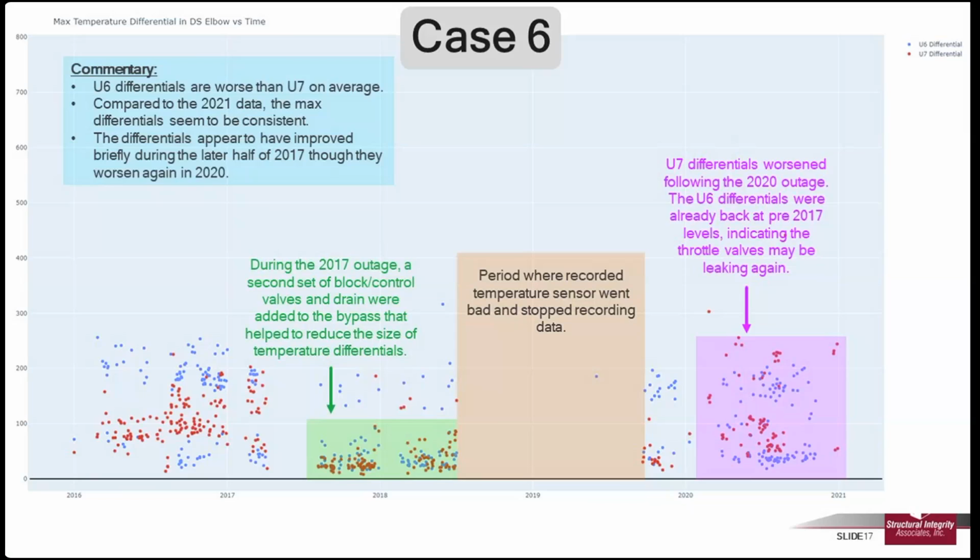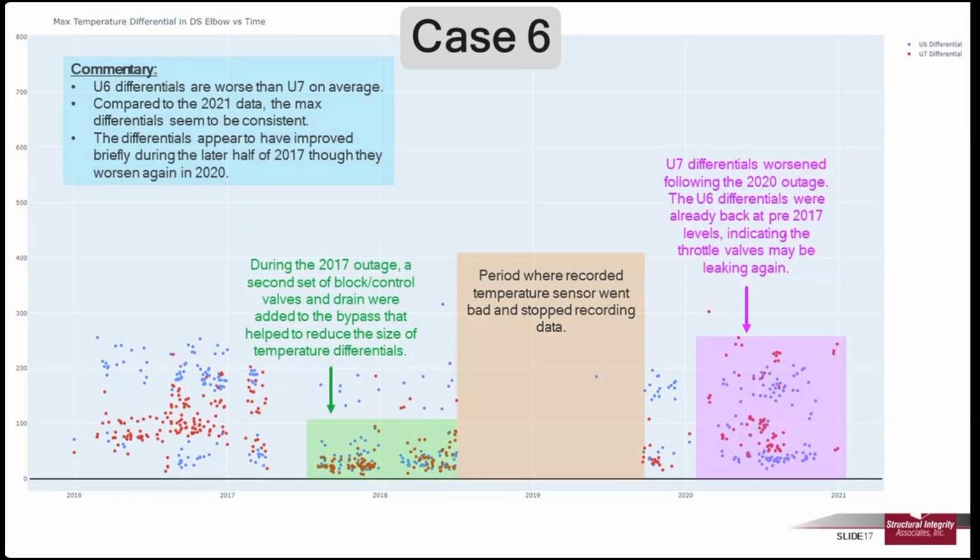So one of the things they did, continuing on in this data, is that this plant knew they were having problems with the throttle control valve on that spray water line. So they ended up replacing nozzles as well as rebuilding that throttle control valve. And then they even installed a second one on their own volition.